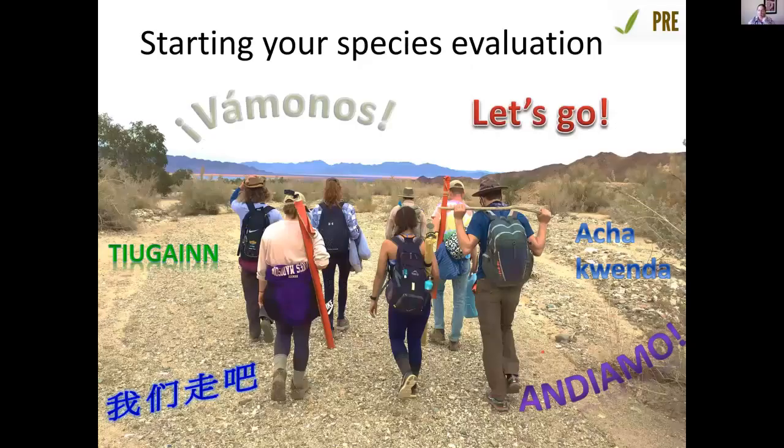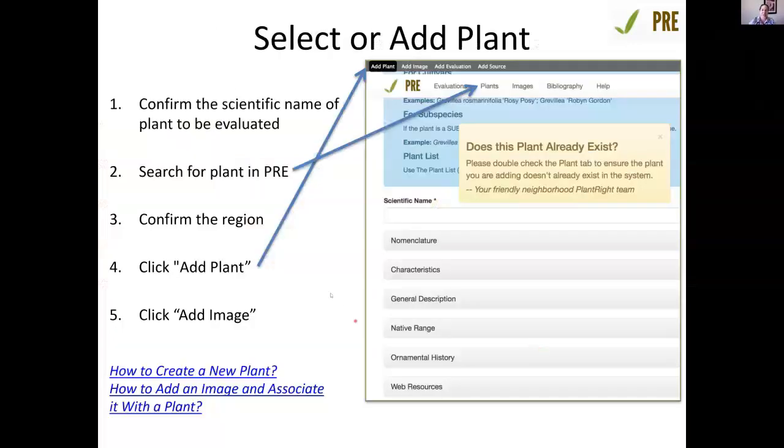All right, so let's go into the tool. The first step is adding or selecting the plant. I have a screenshot here of the PRE system, and what's great is they have a lot of helpful tips that will pop up as you're going through.